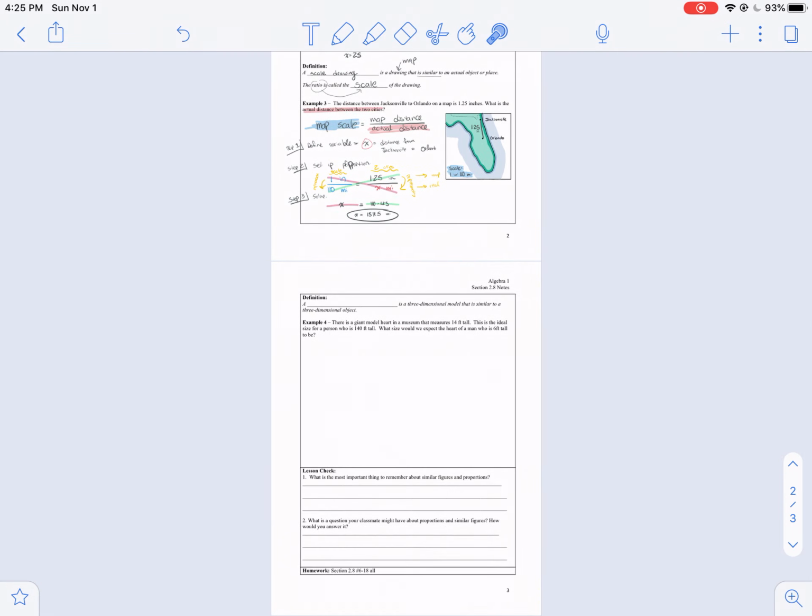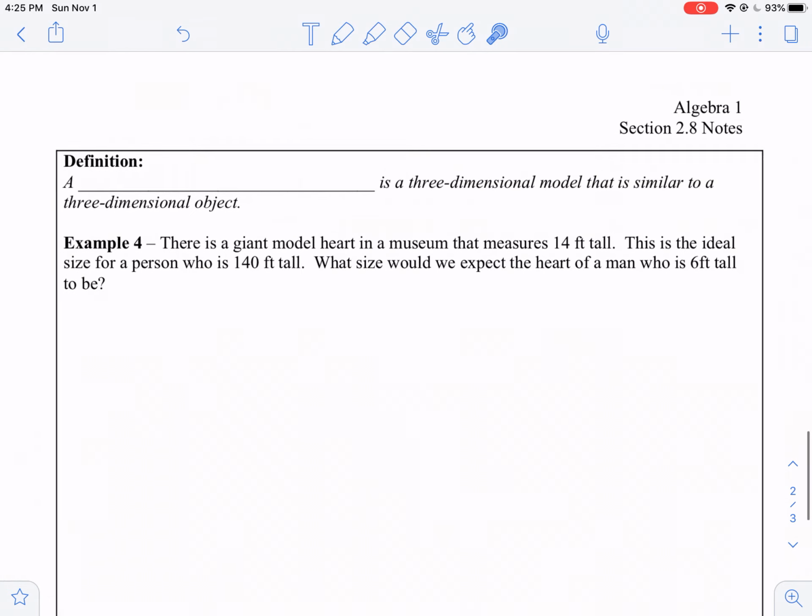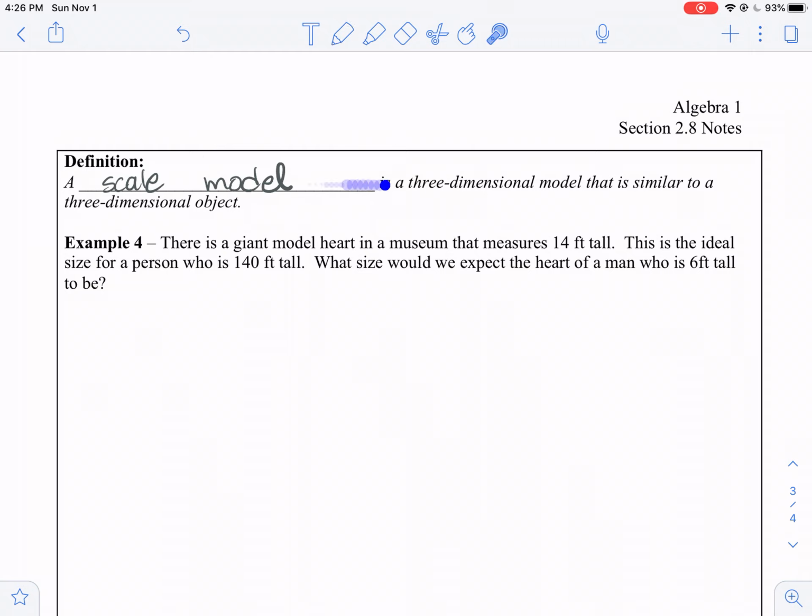Okay, so that's a scale drawing. A scale drawing is a two-dimensional thing. It's a drawing like a map. You can also have a scale model. Now, a scale model is not a fashion model. It's not someone who's going to put on your scale and carry it down the runway. Rather, a scale model is a 3D model, like a sculpture or a figure that's similar to a three-dimensional object.